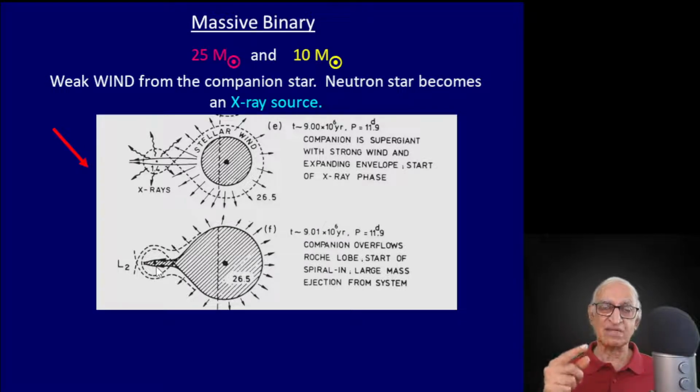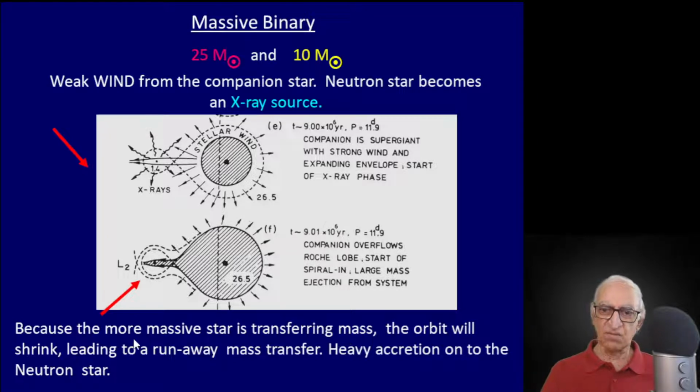Now, this matter will spiral in and form an accretion disk around the neutron star, from which it will fall onto the neutron star. And because the incoming matter has a very large angular momentum, remember the angular momentum is proportional to the lever arm. The lever arm in this case is the distance between the two stars. And this angular momentum will spin up the neutron star. And that is the story that will be the nucleus of the next lecture.